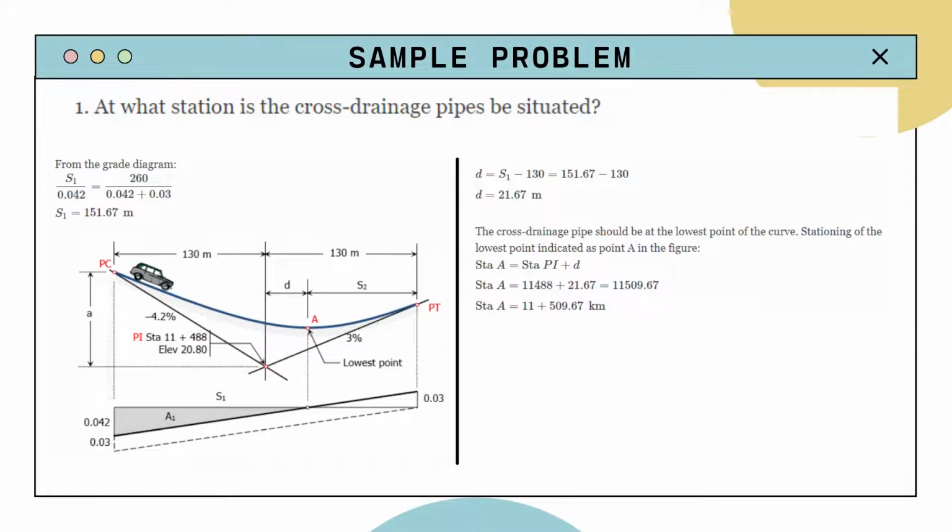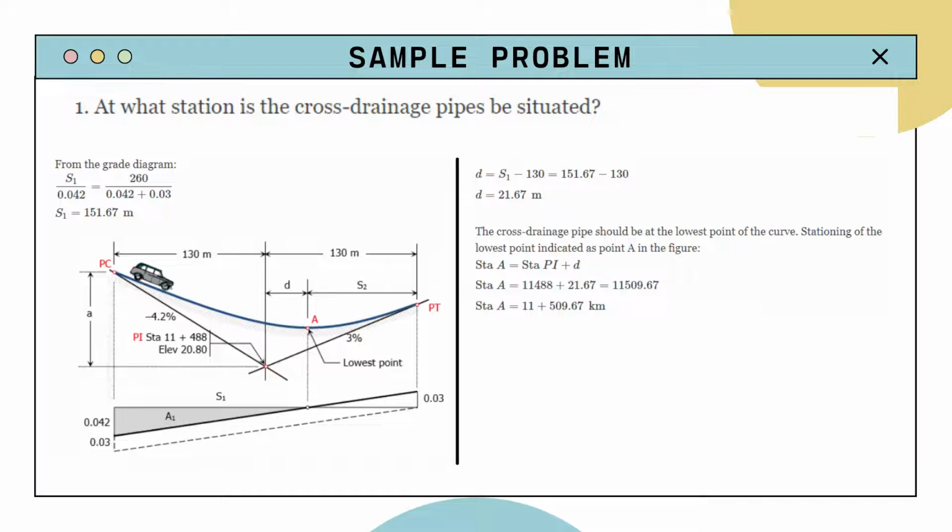The first question is asking, at what station should the cross drainage pipe be situated? This is basically asking where the lowest point of the curve is situated. Given the grade diagram, as in the figure below, we get S1 over 0.042 is equal to 260 over (0.042 plus 0.03), and 260 is the length of the curve, or L. So we get S1 is equal to 151 and 2/3 meters, or 151.67 meters.